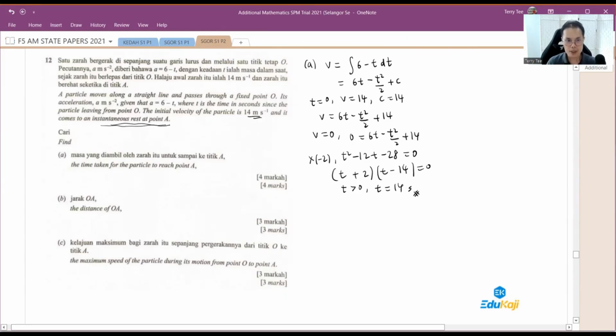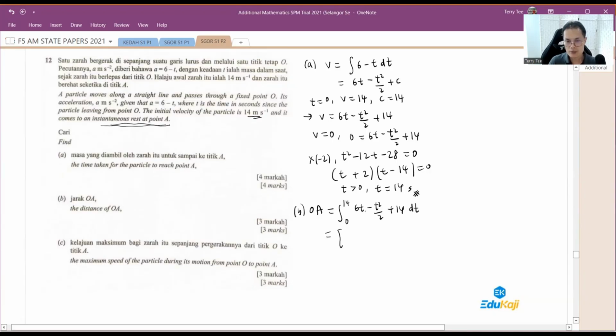All right, next, find the distance of OA. So the problem is I do not know what the displacement function is. So you either use definite integral or you use indefinite. That means you find S first by integrating V, right? Or you can straight away integrate using definite integral. We integrate from 0 to 14 because we know the maximum is 14, right? It stopped at point A when t is 14. Your function is 6t minus t squared over 2 plus 14 dt.